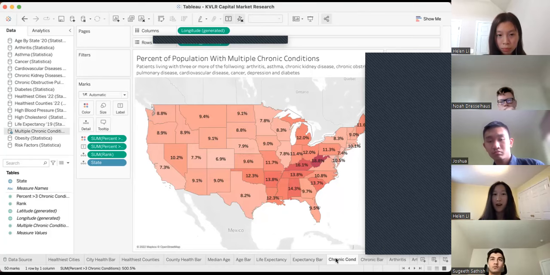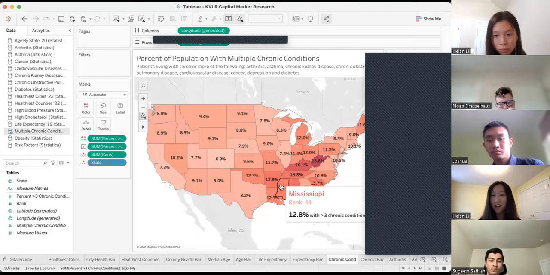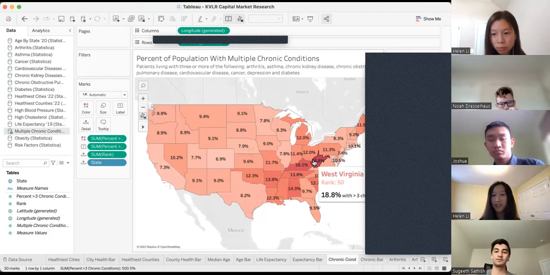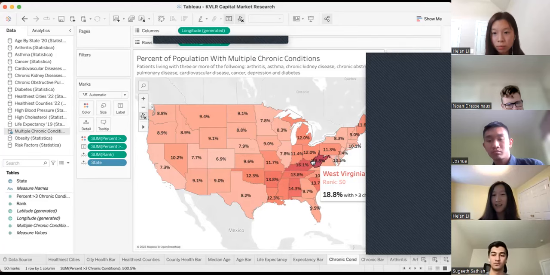Next, we have a map on the percent of population with multiple chronic conditions. And this is defined by patients living with 3 or more of the following chronic conditions. They include conditions such as chronic kidney disease, chronic obstructive pulmonary disease, cardiovascular disease, and more. We can see over here, this area has a high percentage of patients with chronic disease. West Virginia is the highest with 18.8% of the population with more than 3 chronic diseases.